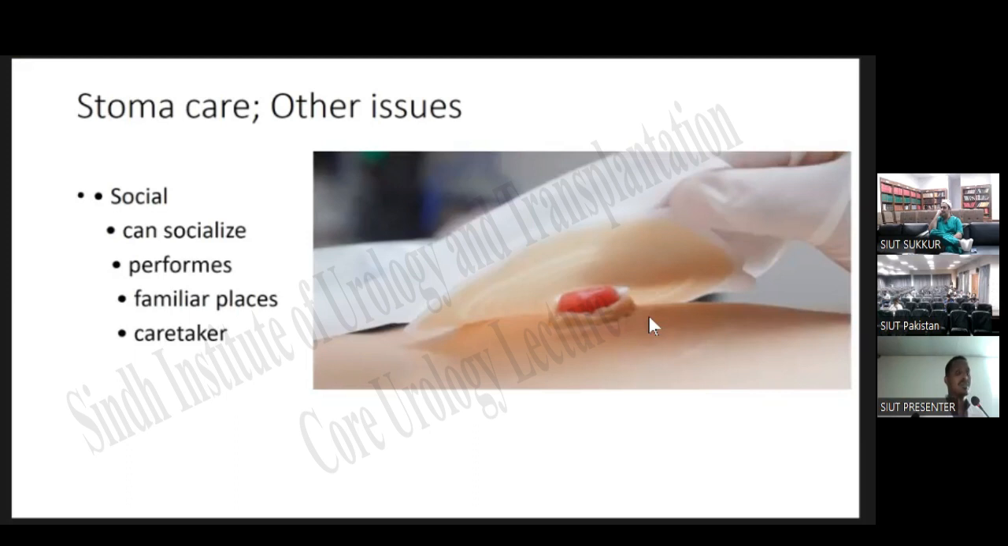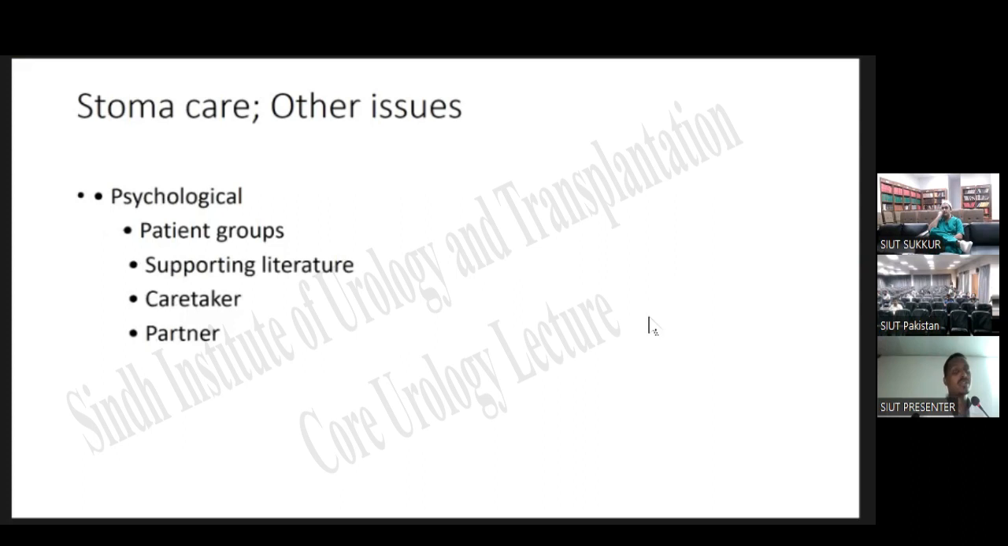My other question is, how can a patient who has a stoma be associated with the social environment? They can be socialized, and we should also offer them perfumes, familiar places that they can go to, and a caretaker who will tell them properly how to change the bag. And psychologically, a patient support group, literature, a caretaker and a partner who understand how to change the stoma.